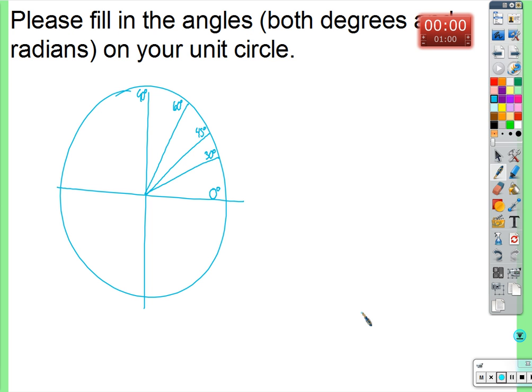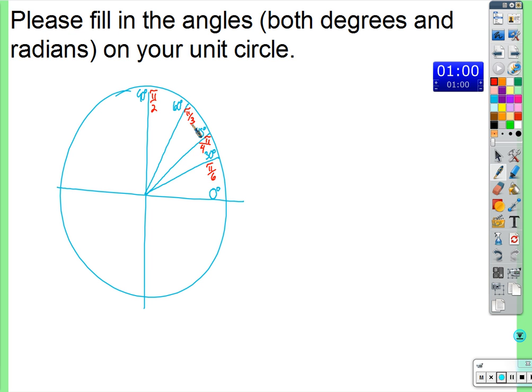30, 60. Okay. And on those same lines, maybe just on the other side of where you have the degrees written, I want you to also fill out the radians. So what about 90? How many radians is 90 degrees? One half of a radian times 2. How about 45? Pi over four. And 30? No, not 30, six: pi over six. Here, this is pi over three.